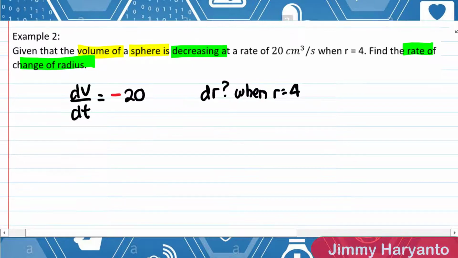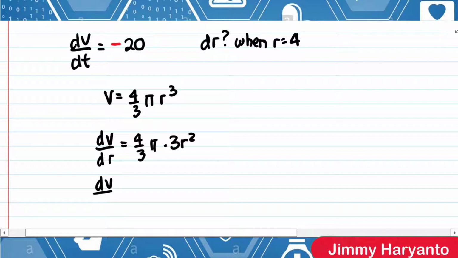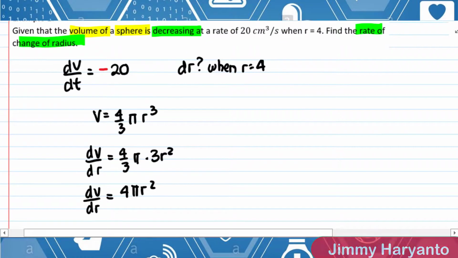Okay, next, what do we do? First, we have to find the function of volume of sphere in terms of r. So v equals to 4 over 3 pi r cube. Okay, this is the v, and then you can prepare the dv over dr, 4 over 3 pi times 3r square. So we will have dv over dr equals to 4 pi r square.